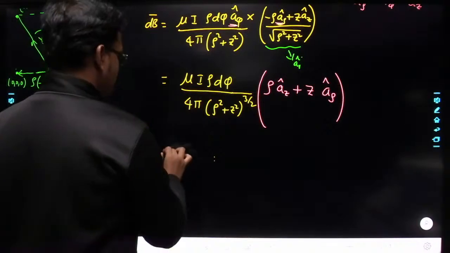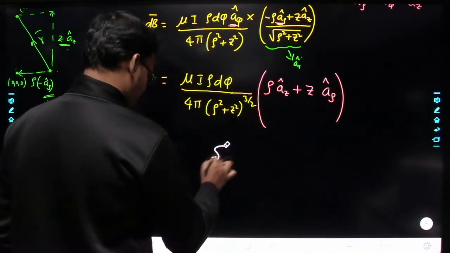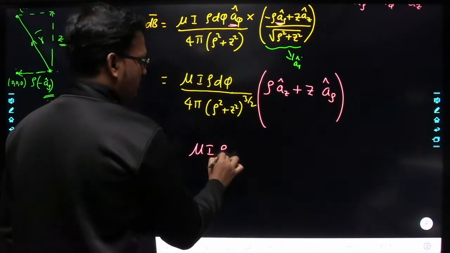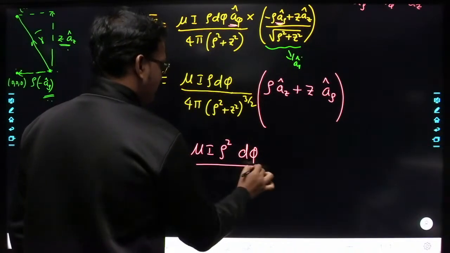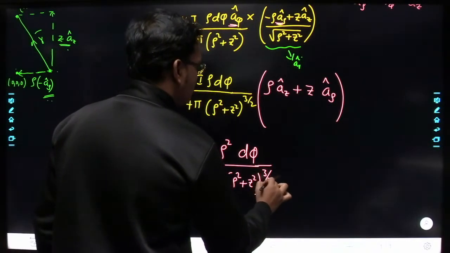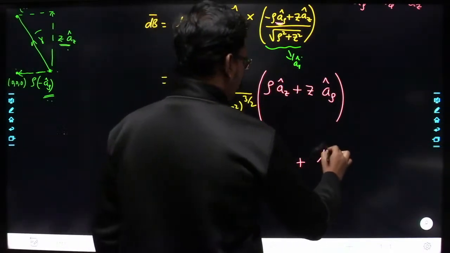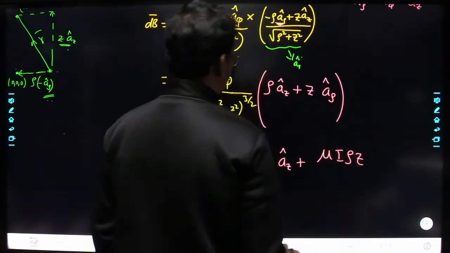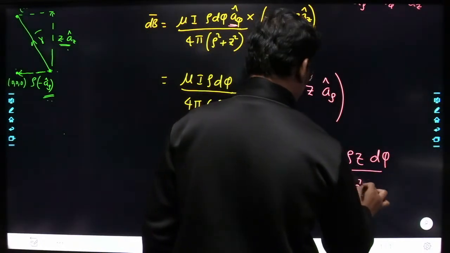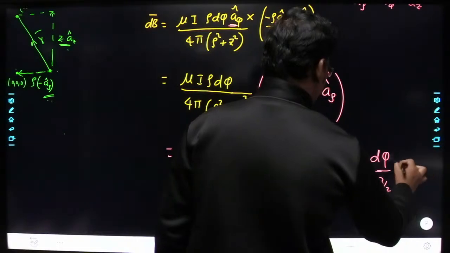Right? Okay. So that means I can write this one as mu I rho into rho, which becomes rho square d phi divided by 4 pi into rho square plus z square whole to the power of 3 by 2 a_z cap, plus, if you multiply this term with this one, what you get is mu I rho z d phi divided by 4 pi into rho square plus z square whole to the power of 3 by 2, a_rho cap.